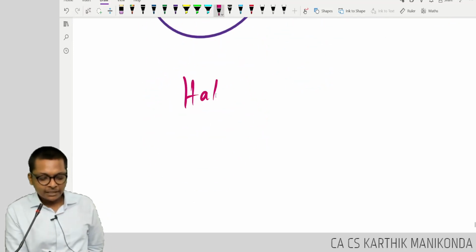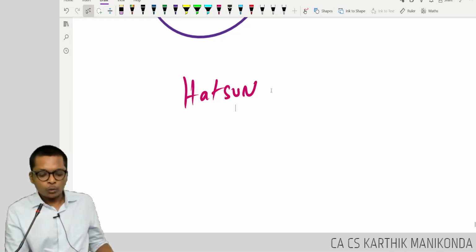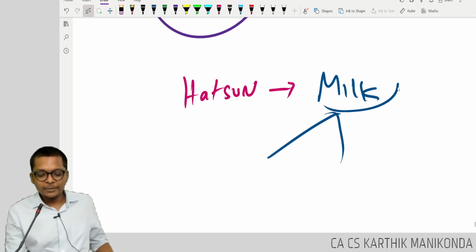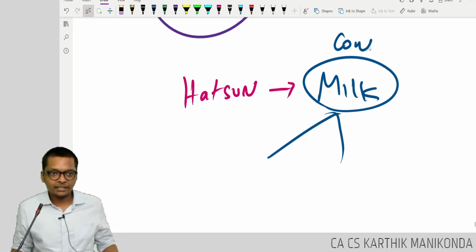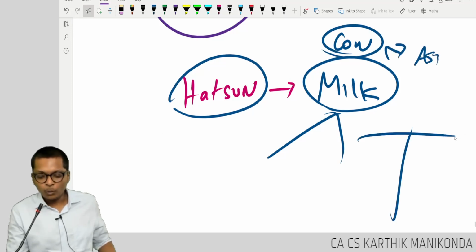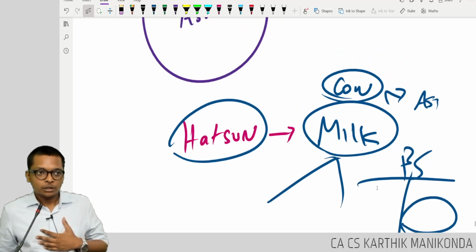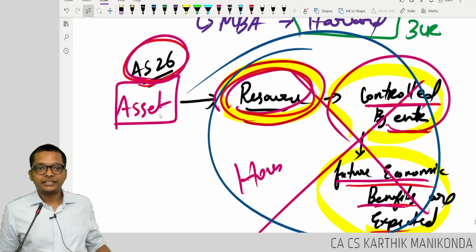For example, let me take the company called Hatsun. What does Hatsun do? Dairy products. So one of the major raw materials for them is what? Milk. With milk only they give you paneer, curd, everything you get. How do they get the milk? From cows. They have thousands of cows. Correct? So for Hatsun, cow is an asset. Will I keep cow in my balance sheet and will I depreciate cow? Are you following, guys? So this answer we will see in AS 26 when I teach the definition of an asset. Are you getting it?